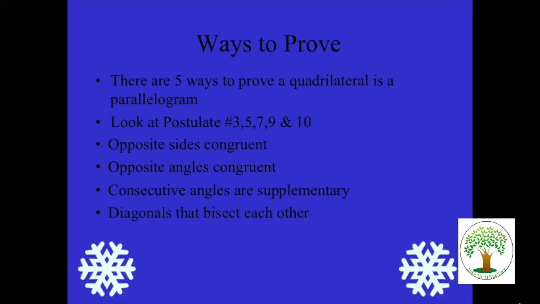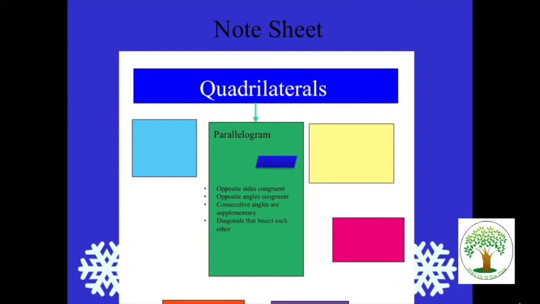We had the diagonals bisect each other, and here's the last one: opposite sides are congruent and parallel. We're going to put all those into this, okay? Now, the cool thing is we won't have to write them all down.